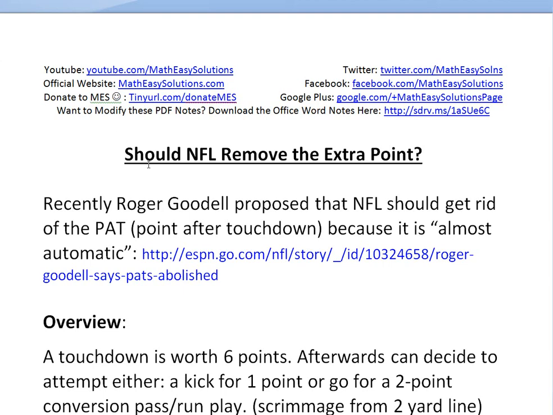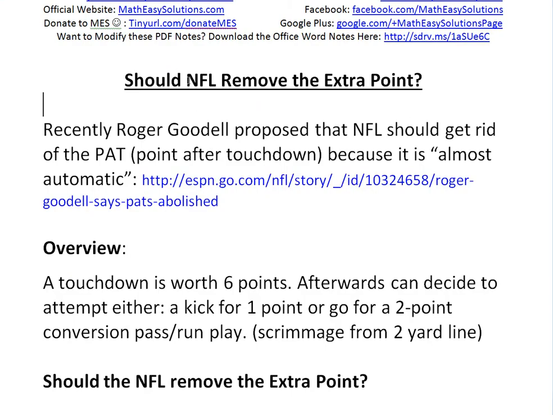Easy solution. We're going to discuss just a random NFL tutorial, or basically I'm going to go over this question. Should the NFL remove the extra point?